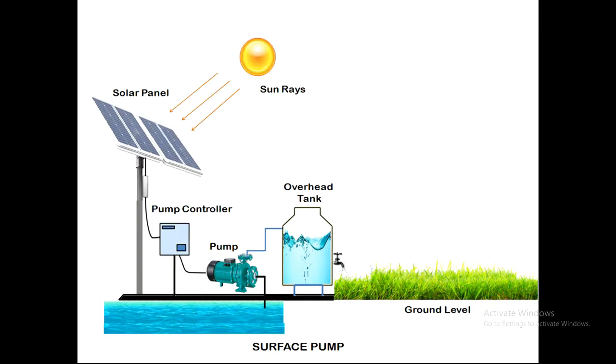We know when solar light energy falls on the solar panel, it is converted into electrical energy, the complete operation you know. So we will get DC. The DC is given to the pump. Here, if it is an AC pump, then you have to choose an inverter. That inverter converts DC to AC.